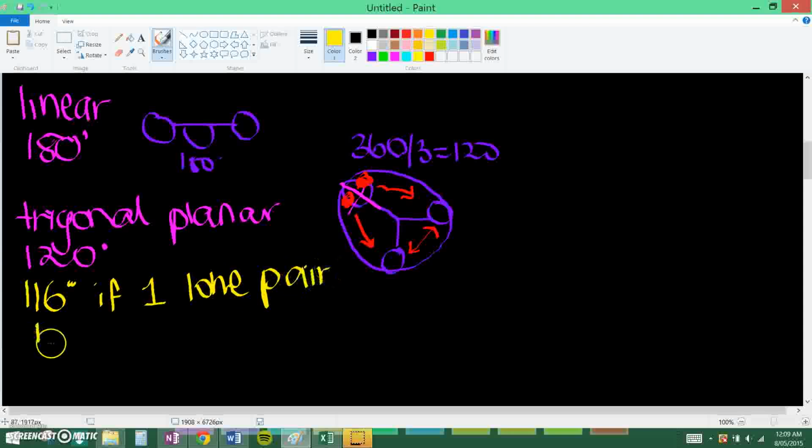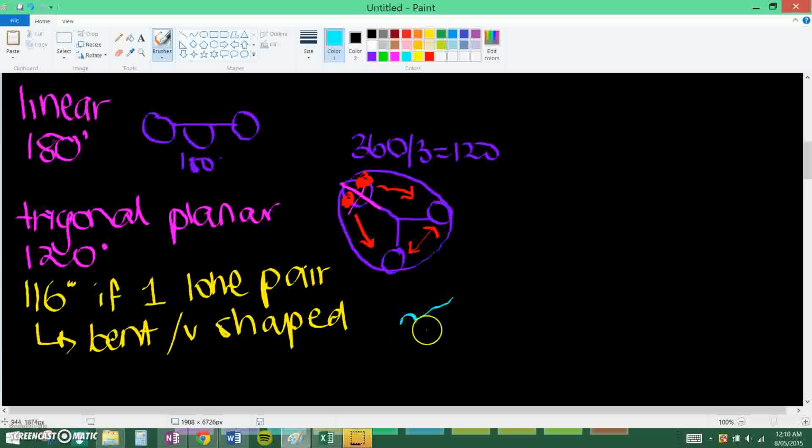And we call this shape bent or V-shaped. This is because it ends up looking like this. And as you can tell, it's not linear, it's actually bent like that. And if you just put that upside down, it would be a V.